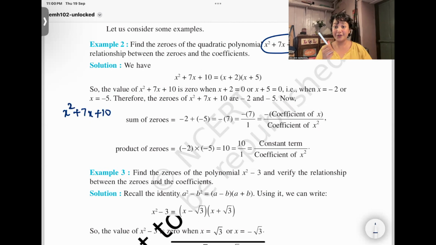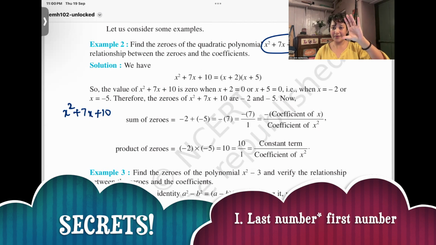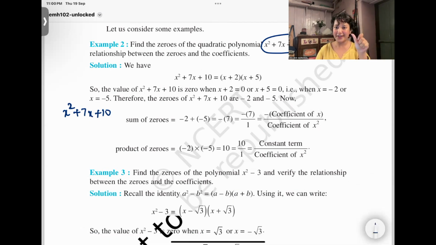Okay, giving you a trick. Be very careful. Hear me out. What is the trick? The trick is to always take the last number and the first number together. So my last number over here is 10. My first number is that of x squared. Nothing is given for x squared. If nothing is given, then what is the coefficient of x squared? Coefficient is 1. Okay, 1, not 0. Remember. So 1.